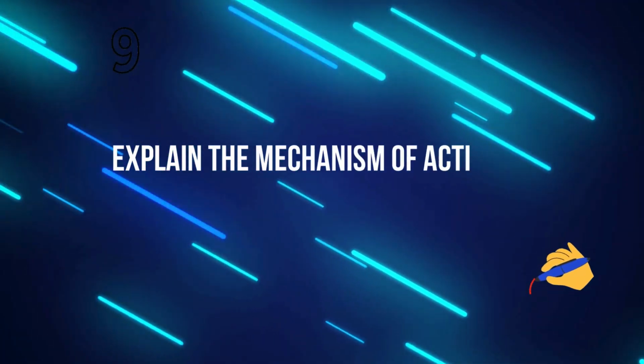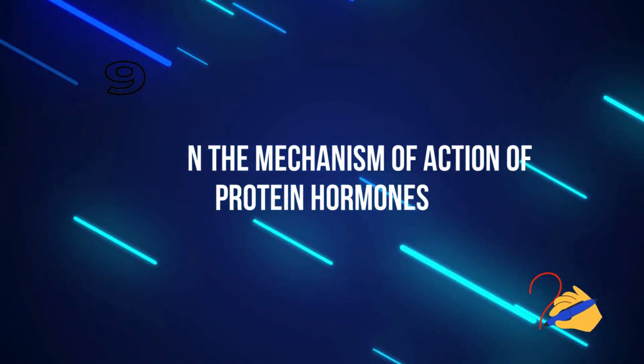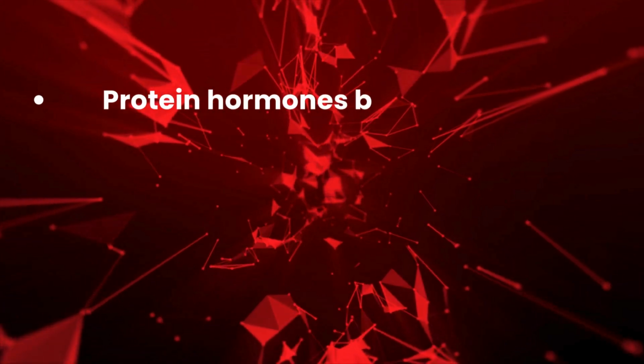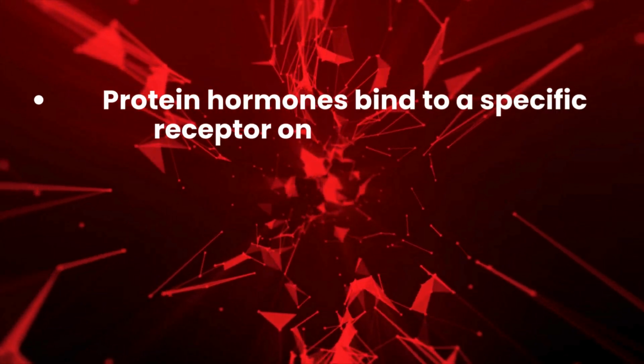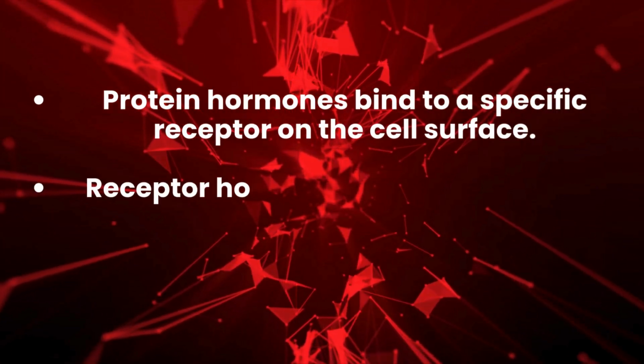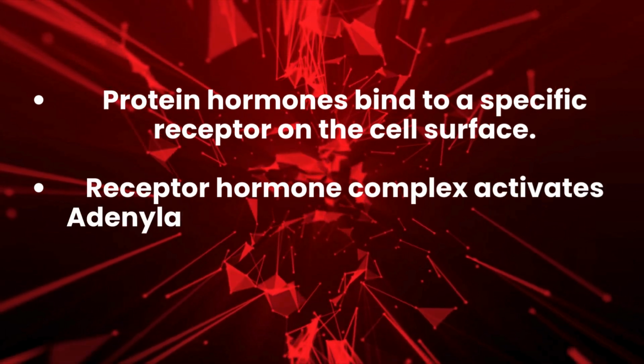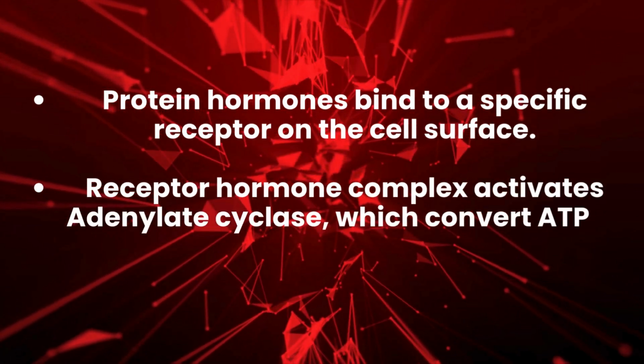Question 9. Explain the mechanism of action of protein hormones. Protein hormones bind to a specific receptor on the cell surface. Receptor hormone complex activates adenylate cyclase, which converts ATP to cyclic AMP.